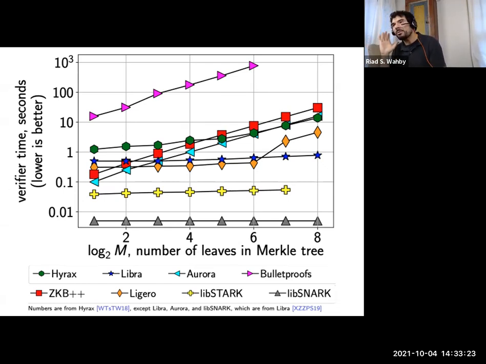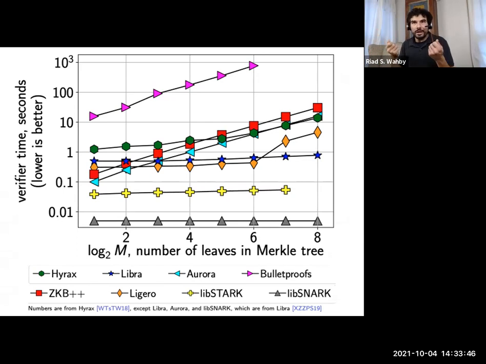But now we have to do a little bit of a sanity check, because what I said earlier was that, if we're pre-processing, of all of these systems, the only one that's actually pre-processing the program that we're proving is libSNARK. The rest of these don't take trusted setup and they don't require a pre-processing step. So the question is, how can they possibly get sublinear verification?